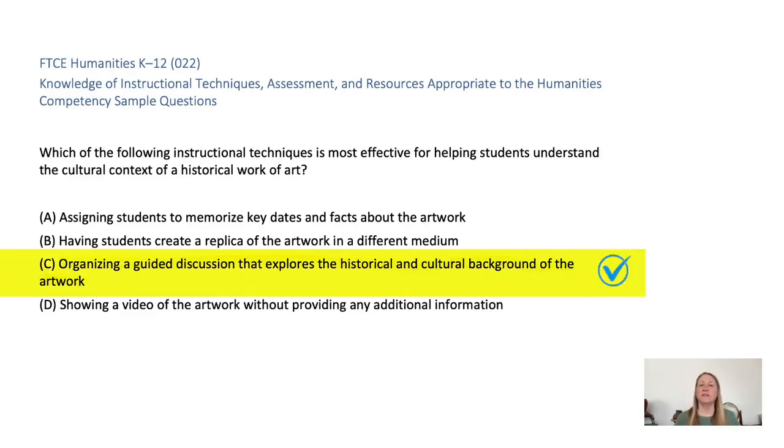The correct answer is C. Organizing a guided discussion that explores the historical and cultural background of the artwork is an effective method for helping students understand its context. This approach encourages critical thinking, allows students to make connections between the artwork and the cultural environment in which it was created, and deepens their appreciation of its significance.